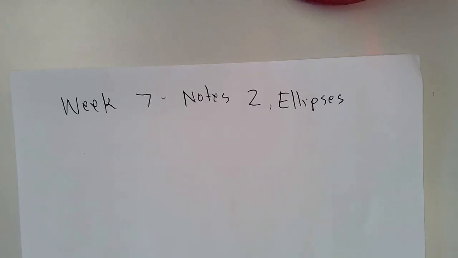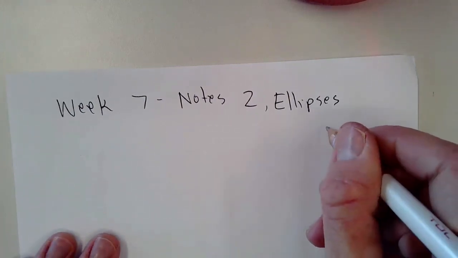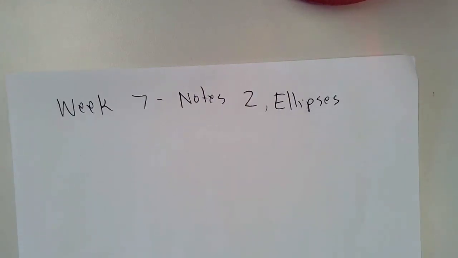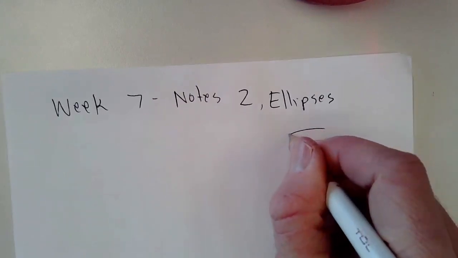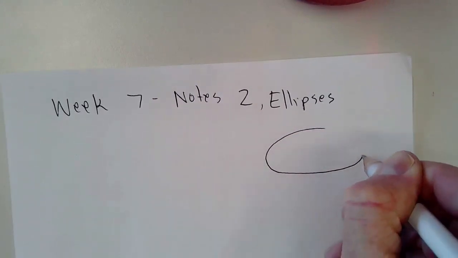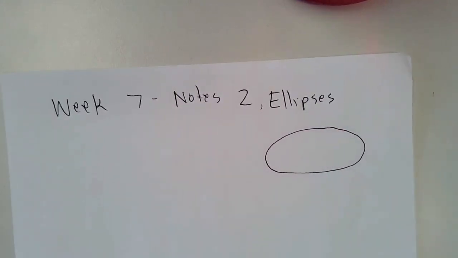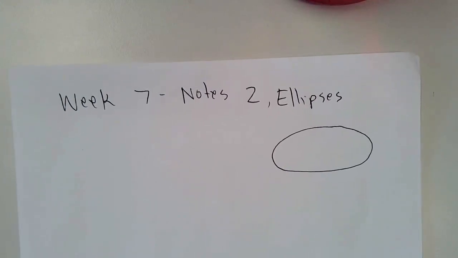Okay, it's working out. All right, so week 7, notes 2, ellipses. So let's talk about an ellipse and what basically that is. It is basically an oval. Okay, what is an ellipse? It's an oval, which we're going to analyze, the ovals that we will draw today. So if you could try to draw your best oval there.